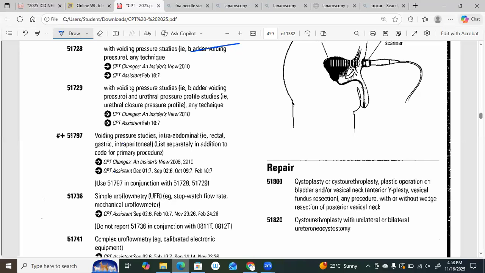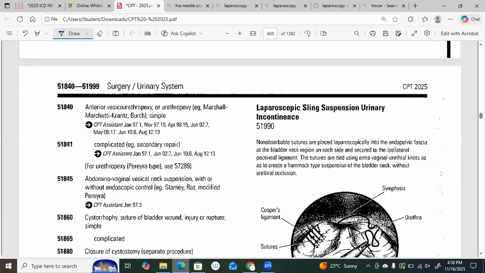So the code starts from here. In this procedure, the doctor is with or without resection of the posterior vesical neck. So these procedures are for the posterior one. We do have a series for the anterior. This one is posterior. Now I'm pulling the next one. Look, these are for the anterior. So 51840 to 841, simple and complicated.